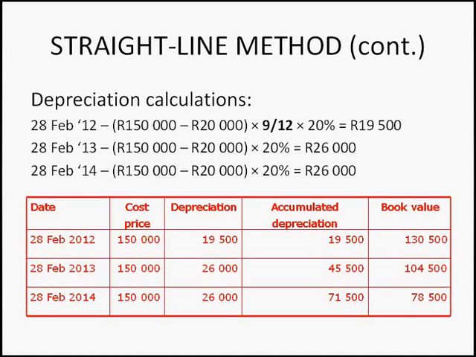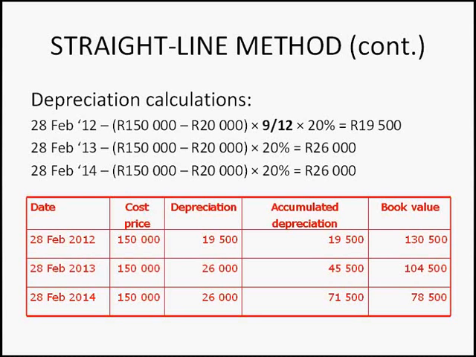On the 28th of February 2013 now, my cost price again is 150,000. That stays the same, it does not change. The depreciation for the second year we've worked out at the top there is 26,000, which now means that my accumulated depreciation is 45,500. How did I get that? Well, the previous year's accumulated depreciation was 19,500, and this year I wrote off an additional 26,000.